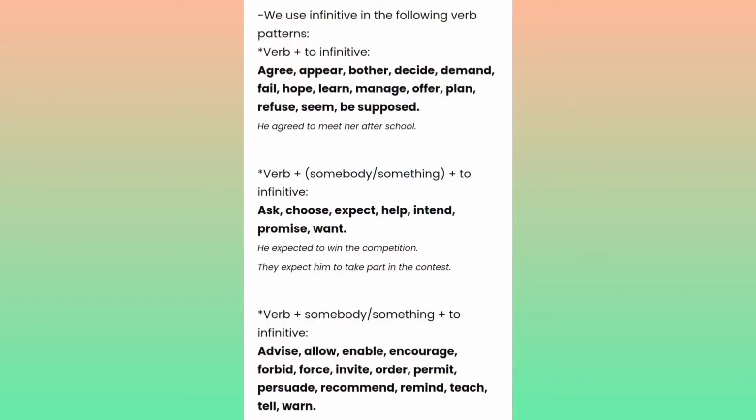And the third is after some verbs. This is the most complicated because you need to learn those verbs by heart. But I put in here a list with some of those verbs and I give you an example with a sentence. For example, with the verb want, I can say, I want to eat pizza.